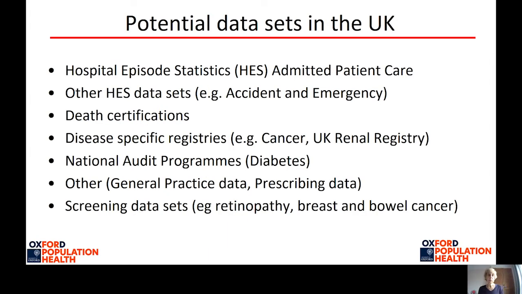We're very lucky in the UK with having a wide range of potentially valuable data sets for use in clinical trials, and these are listed here. We've got hospital episode statistics, commonly known as HES. We've got information about death and cause of death. We've got disease-specific registries, such as cancer registries. We've got audit programs. We've got GP data, although at the moment this is much less easy to access than some of the other data. And we've got data from the nationally run screening services, such as the retinopathy screening, breast and bowel cancer.